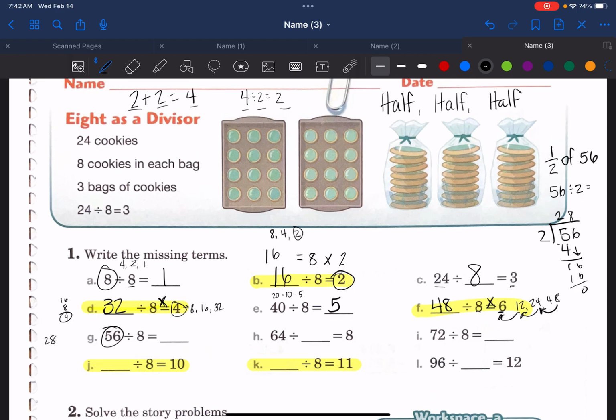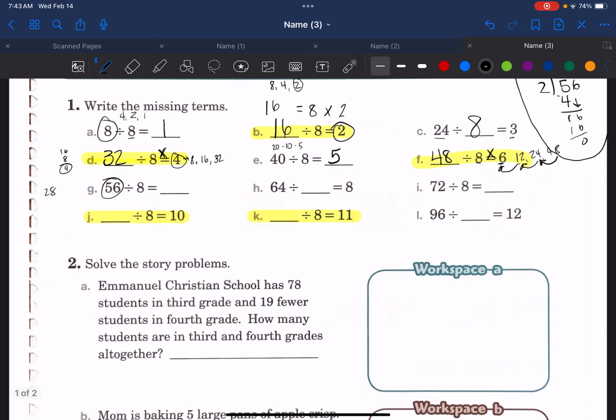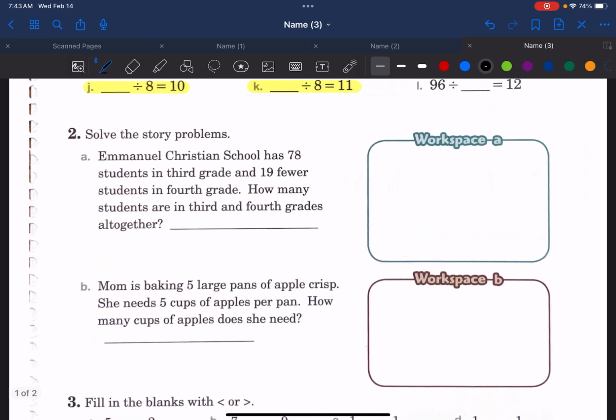Then you do what is half of 28. So just in case you don't know how to do those big numbers, you can divide by 2. And then once you get to 28, also divide that by 2. Okay? All right, I'll read the story problems for you. Emmanuel Christian School has 78 students in 3rd grade and 19 fewer students in 4th grade. How many students are in 3rd and 4th grades all together?